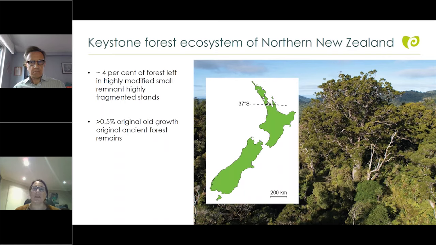And when I say ancient systems, these trees are very, very long lived. They live up to 2,000 years old. So they are what we consider keystone forest ecosystem drivers. Much of the associated plants, invertebrates and animals around them have co-evolved and are very much dependent on these trees existing. And they also have a unique soil ecosystem as well.